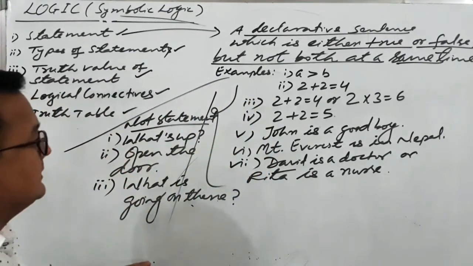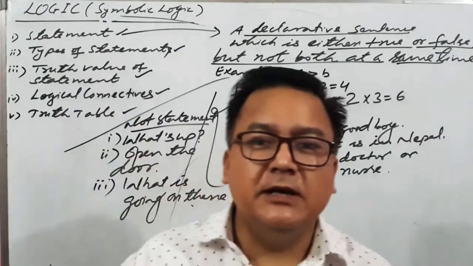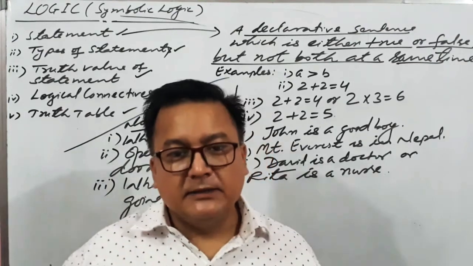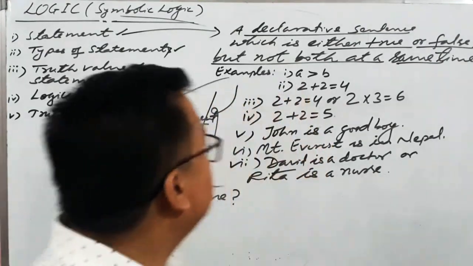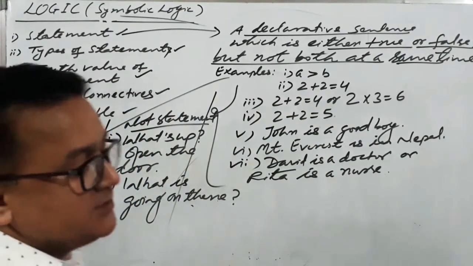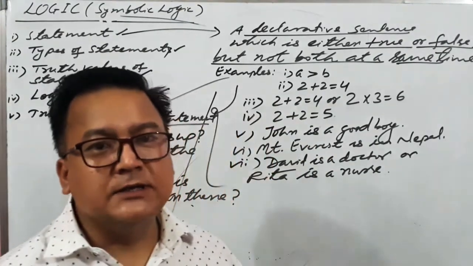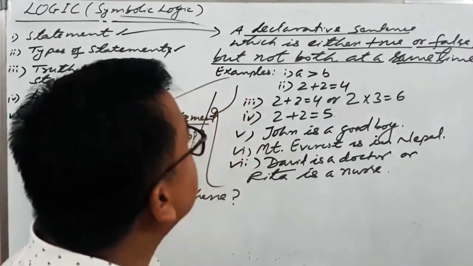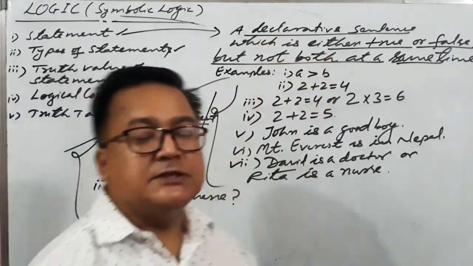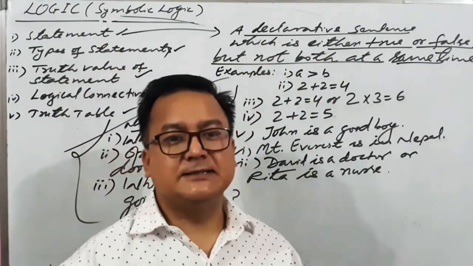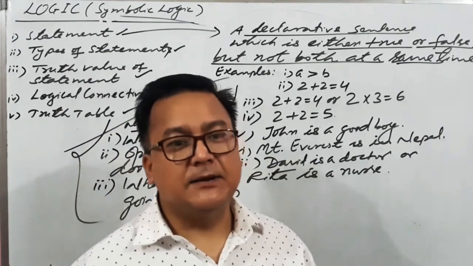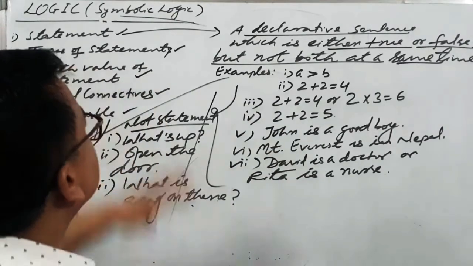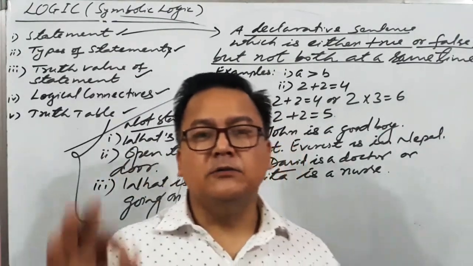Because these are not declarative, and here you can't find the truth value. You cannot tell whether they are true or false. So that's why these are not statements. In symbolic logic, these are sentences we cannot take as a statement. For a statement we need a declarative sentence which is either true or false, but not both at the same time. So now let's talk about the types of statements. I hope you are clear about the statement.